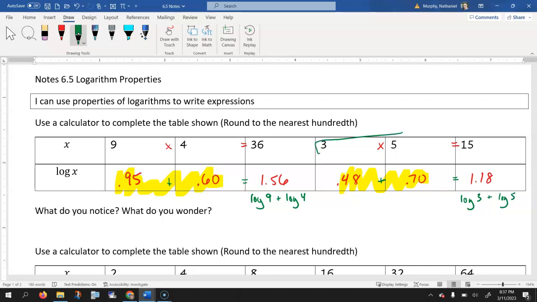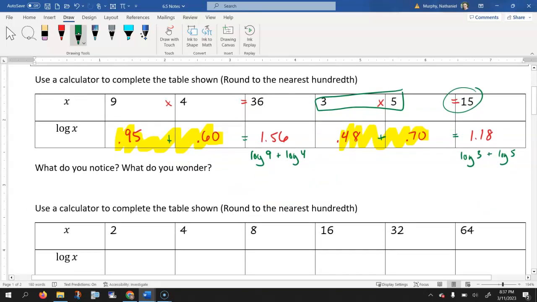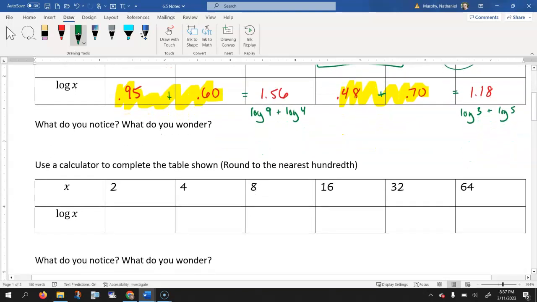So when you take those values to get that answer, 15, we'd multiply them. Well, what that translates to in logarithms is we would add those two values to get to that total. So basically what this is doing is helping us get to one of those properties.